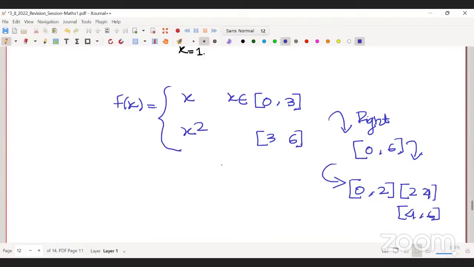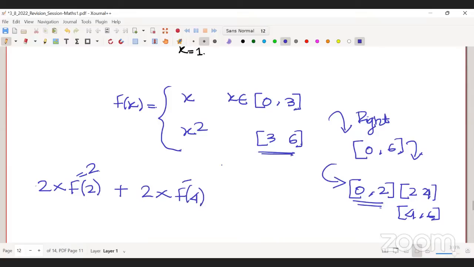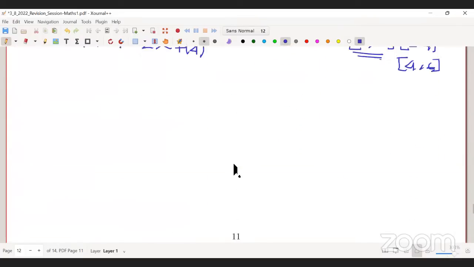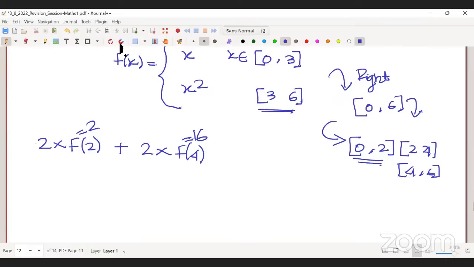For the first subinterval, the length is 2 times f of 2, and f of 2 here is 2. Then again length times f of 4: 2 into f of 4, where 4 squared is 16. Then we have to choose f of 4 accordingly. Yes, sir, that's what I did, because the options were not matched. It's actually a mistake from my side.